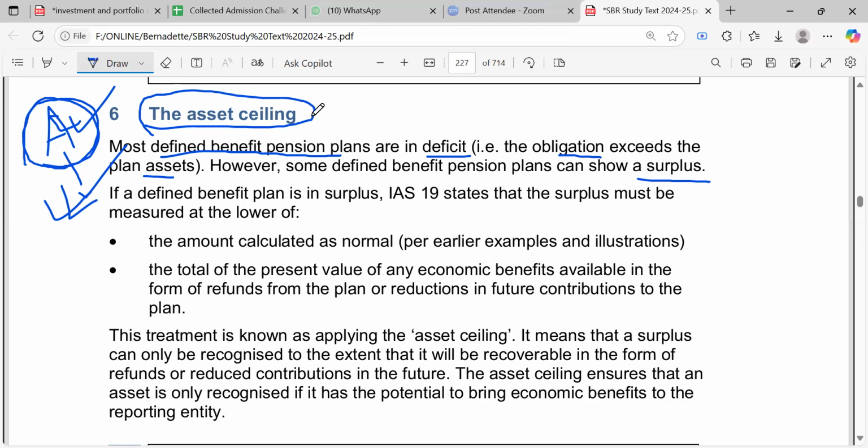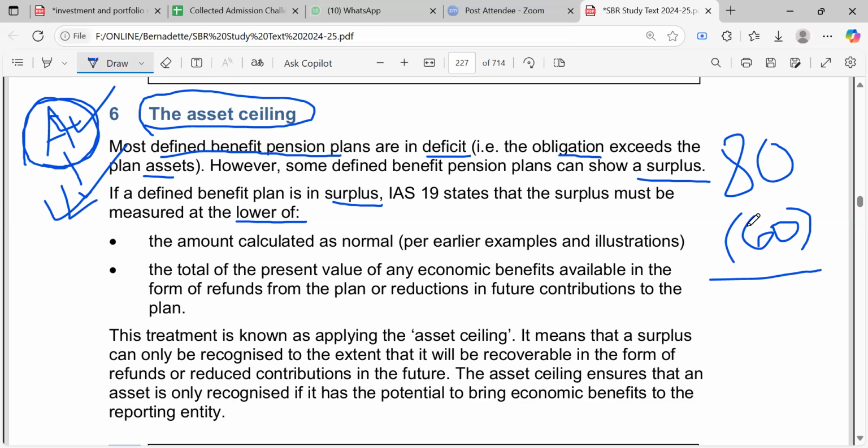So now we come specifically here to fix that asset ceiling. So we say if a defined benefit plan is in surplus, IAS 19 states that the surplus must be measured at the lower of that surplus, okay, let's say the assets were worth 80, right? And the liabilities were worth how much? 60. Of course, I told you that for the assets, you usually like to put negative and liabilities positive because most items are expenses and liabilities, right? But for this, they have just tried to use the normal case, so it shouldn't confuse you.